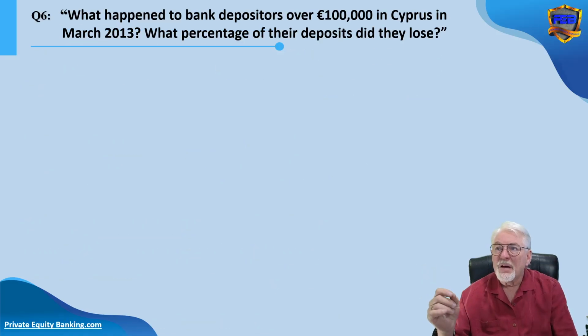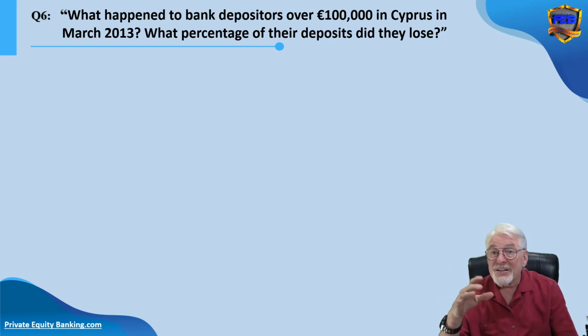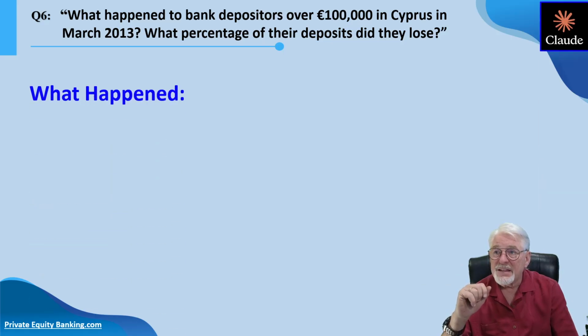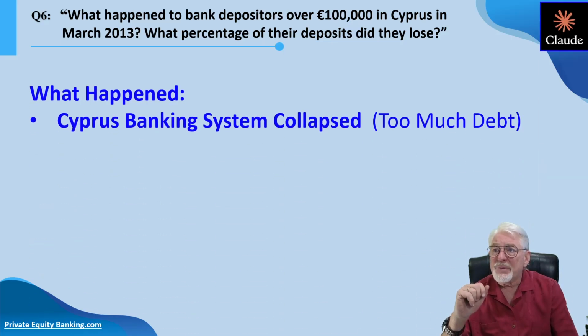Question number 6, what happened to bank depositors over 100,000 euro in Cyprus in March 2013? What percentage of their deposits did they lose? So this is what actually happened in 2013 in Cyprus. This is the answer from Claude. What happened? Cyprus banking system collapsed. It had too much debt.